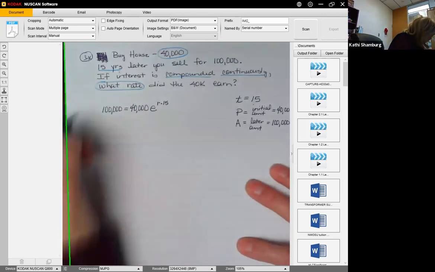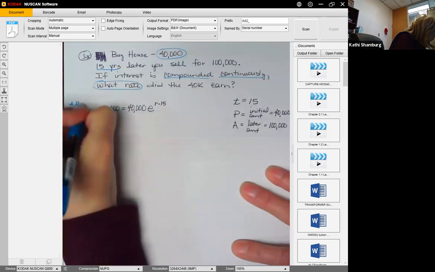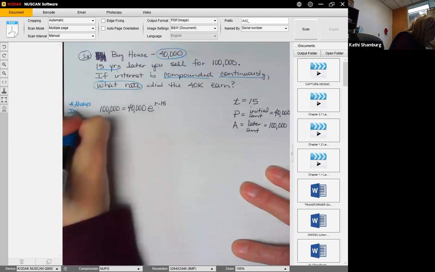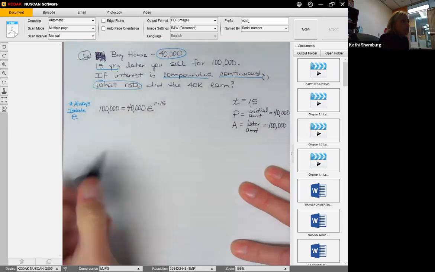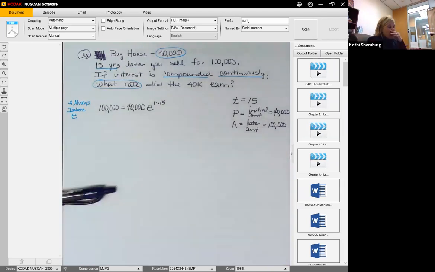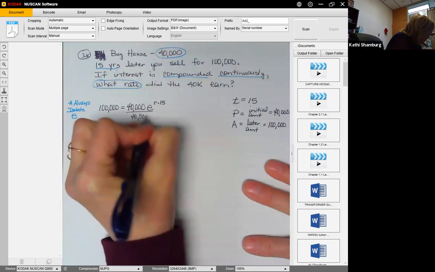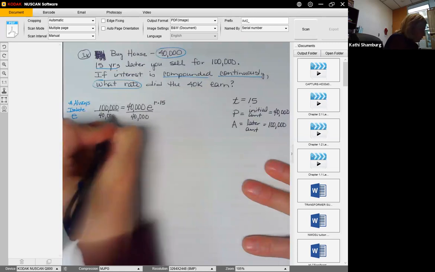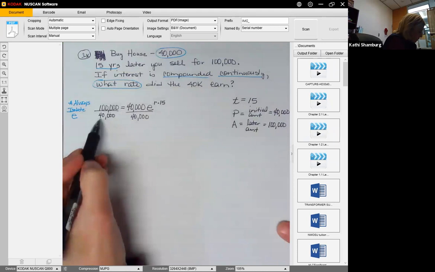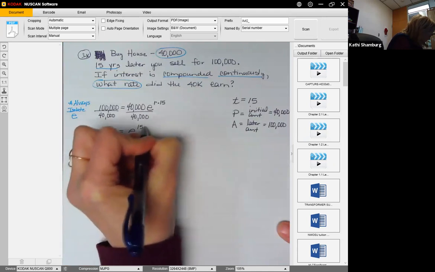But when you're dealing with e, before you apply natural logs, always isolate the e. That means be sure the e is on that side by itself. It cannot have a coefficient; you have to eliminate the coefficient before you can apply natural logs. So we have 40,000 times this. To undo multiplication, we do its opposite, which is divide. So we're going to divide both sides by 40,000. And 100,000 divided by 40,000 is 2.5. And over here, we're left with e raised to the, I'm just going to rewrite that as 15r.